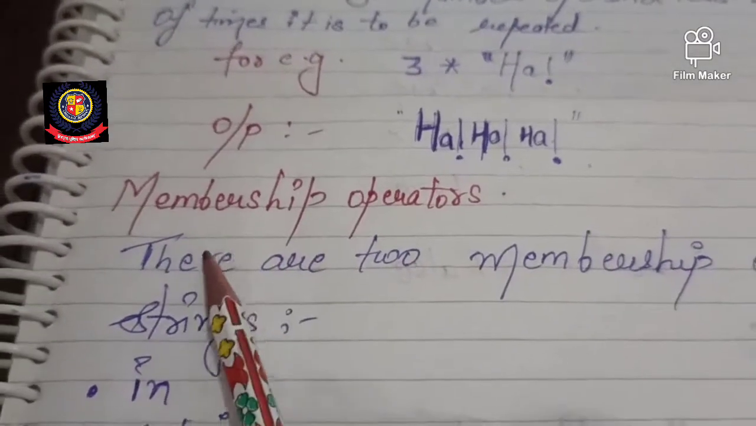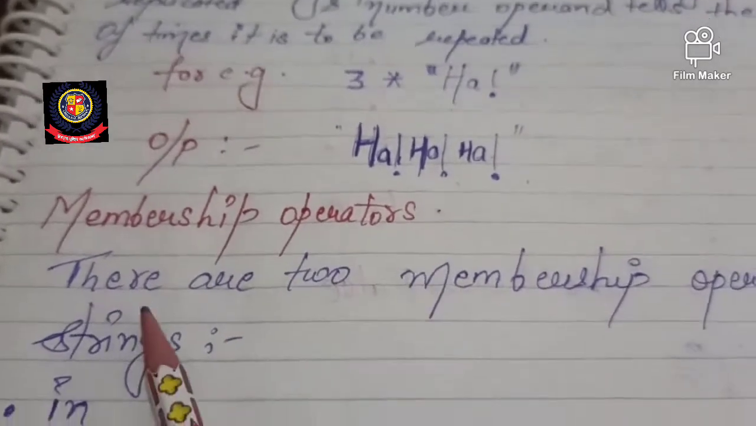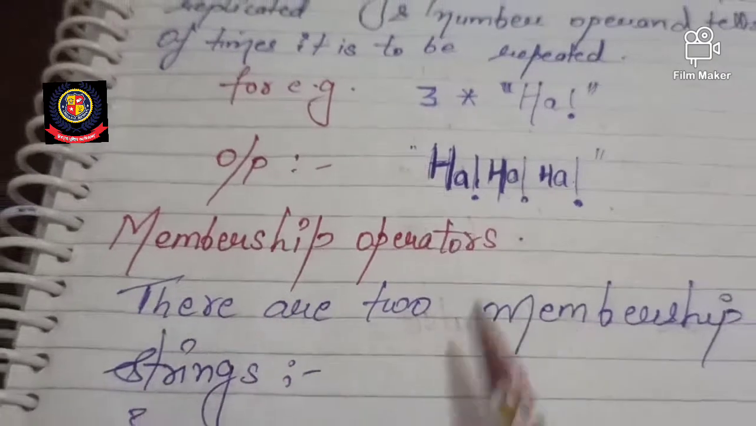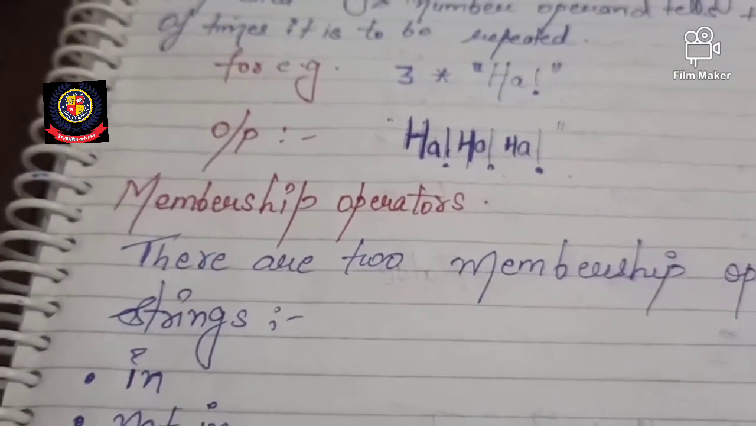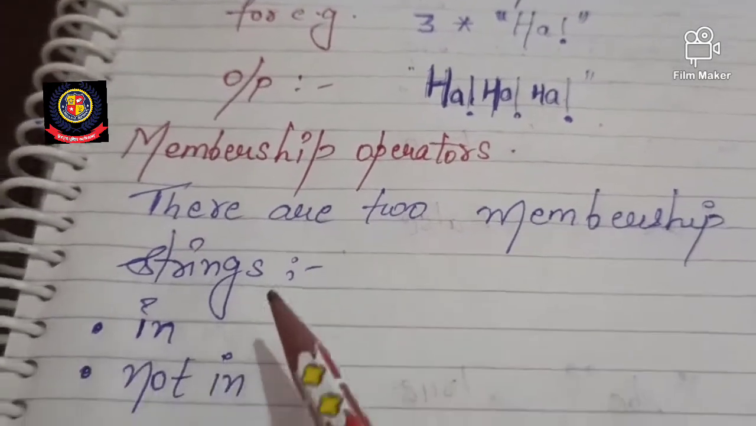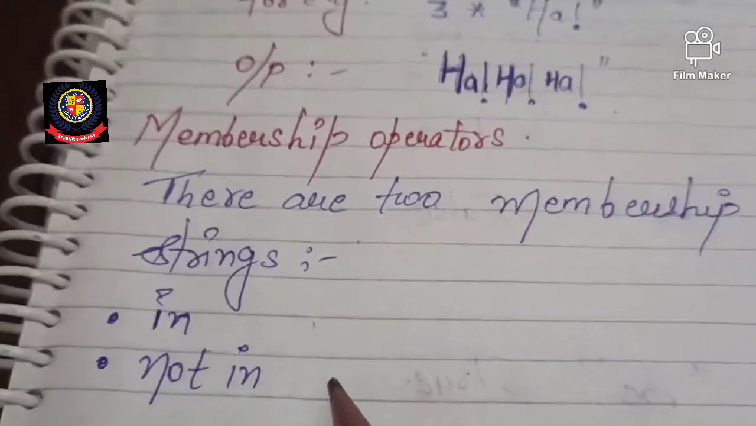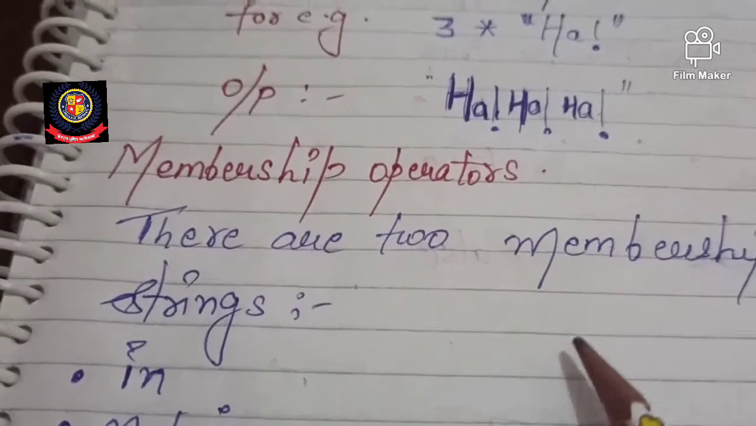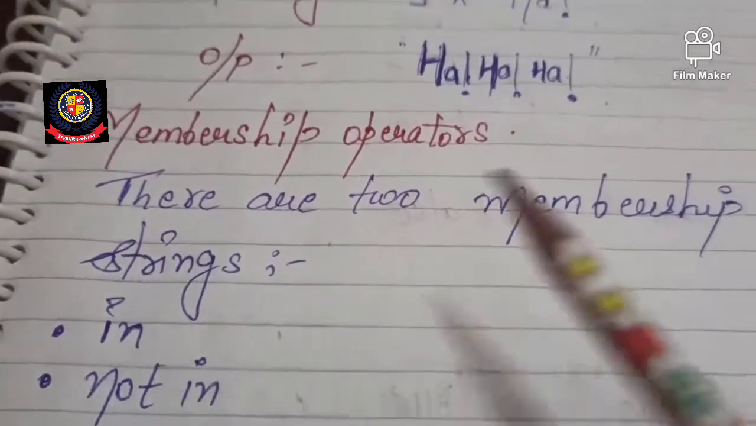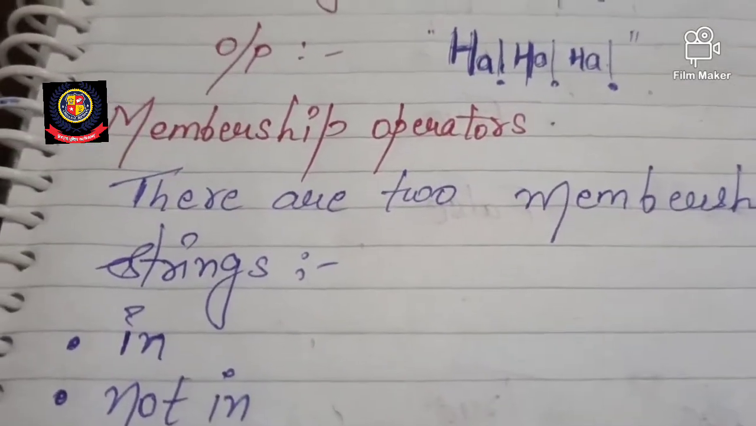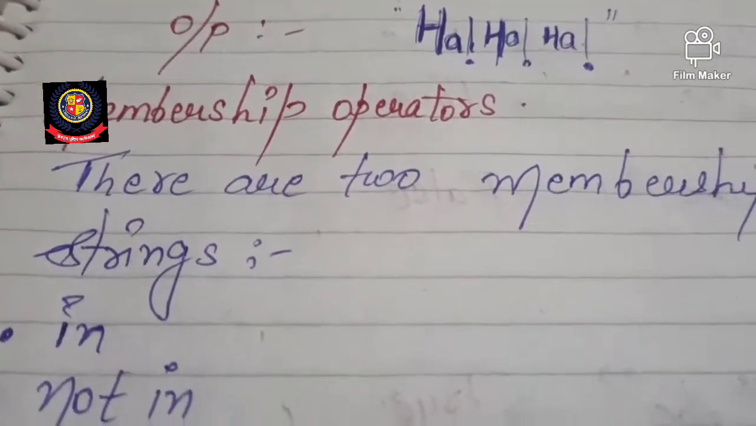Yes, so now come to our next, that is membership operators. There are two membership operators for strings. Now we are discussing the next operator, the membership operator. So in strings there are two types of membership operator. First is in and second is not in. In means whether it is there, whether it is a part of that string, and not in means it is not a part of that string. Let's discuss these two types of membership operator in brief.